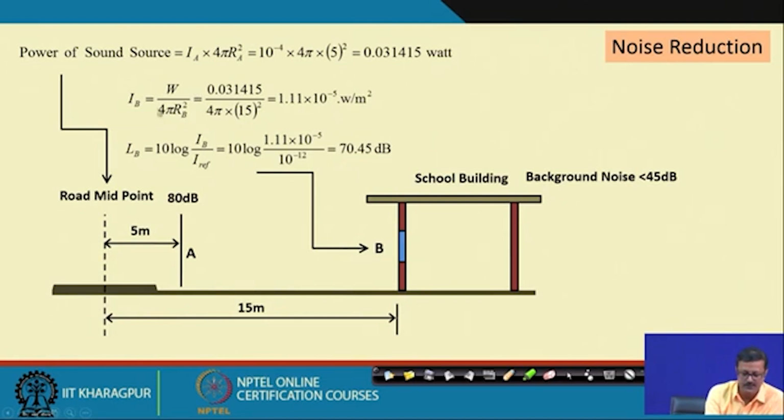Again I will use this spherical equation. Now my radius is 15 meters. So, using this equation I found out the sound intensity at this point P is 1.11 into 10 to the minus 5 watt per meter square, and by virtue of this equation I found out that sound level at B is 70.45 dB. So, 80 dB comes down to 70.45 dB, but my expectation inside this particular classroom is 45. So, I have to reduce this amount of sound.